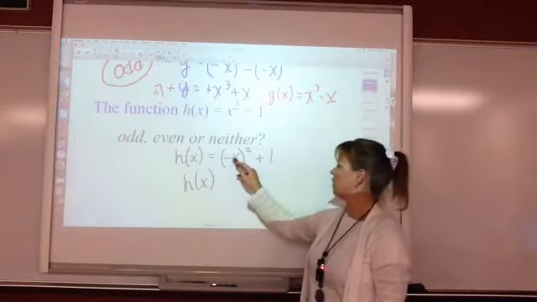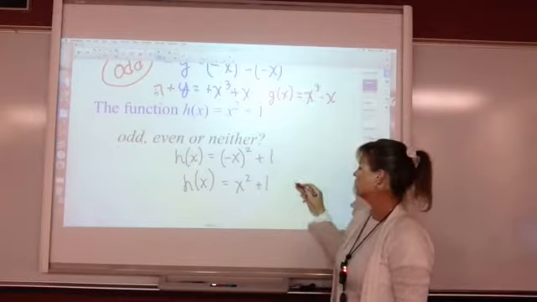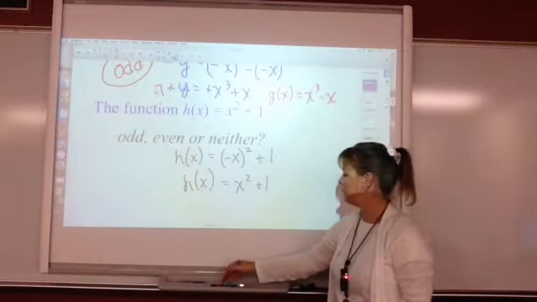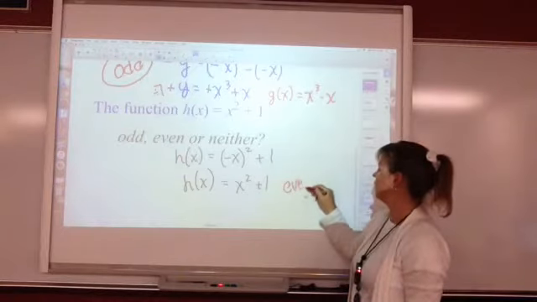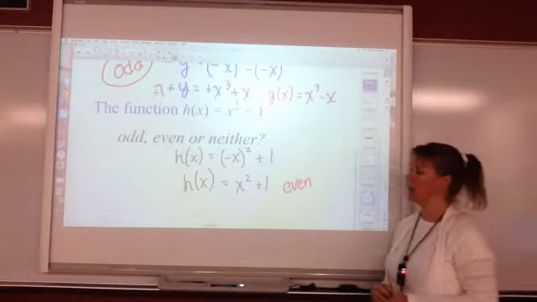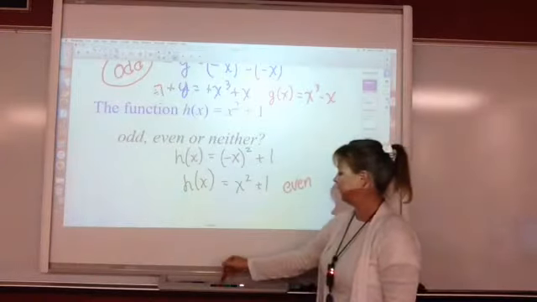What happens when you square a negative? It becomes positive. Therefore, this is an even function. It is symmetric to the y-axis. But you also have to check for the origin, because what if it's both? Could it be odd and even?